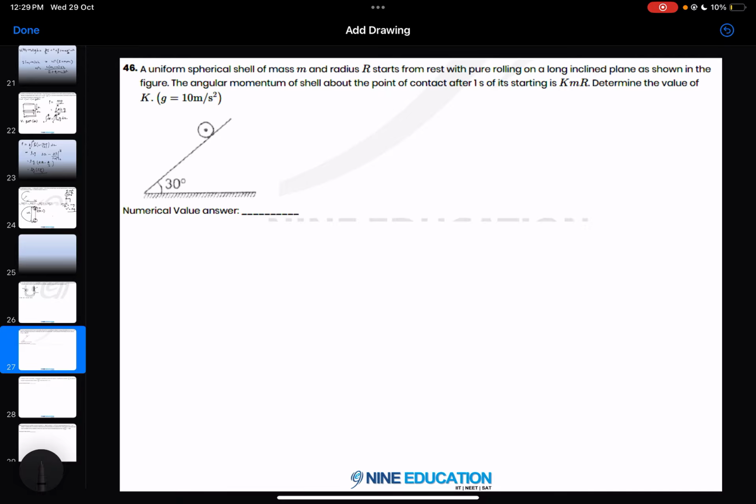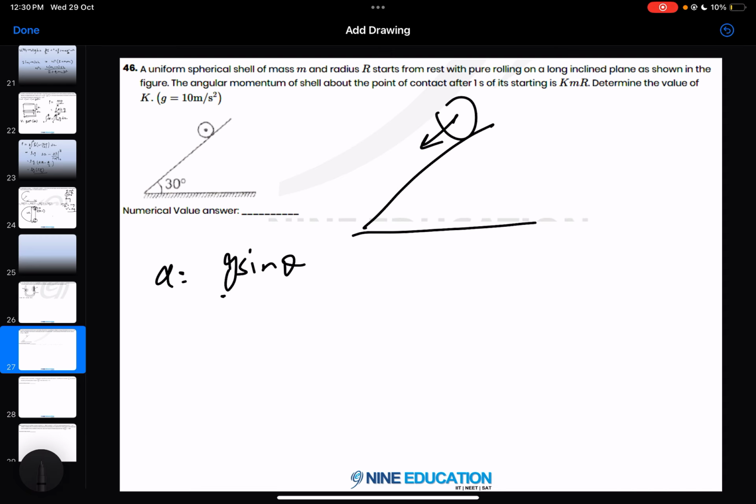Right. Now we have a uniform spherical shell which is rolling down the incline. What is its angular momentum after 1 second? Now when it rolls down, its linear acceleration is g sine theta by 1 plus k square by r square. Standard result. K square by r square for a spherical shell is 2 by 5. So it is g sine theta by 1 plus 2 by 5, which is 7 by 5.